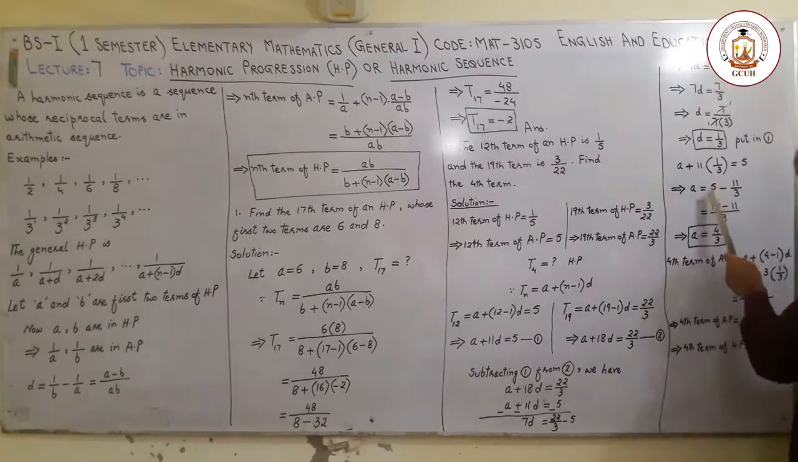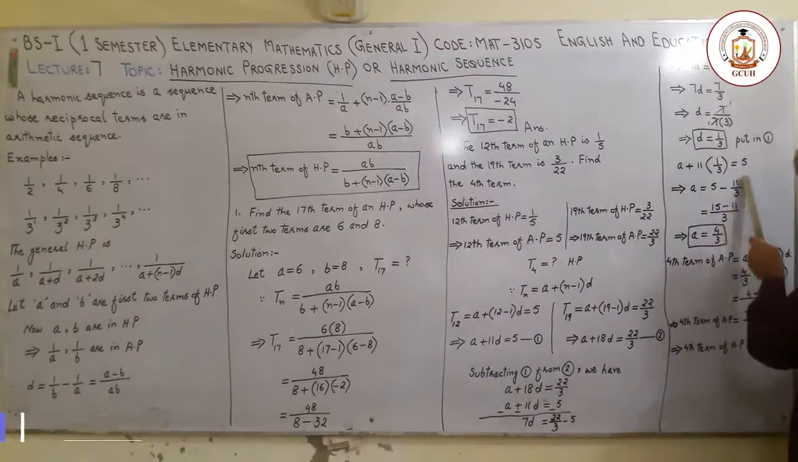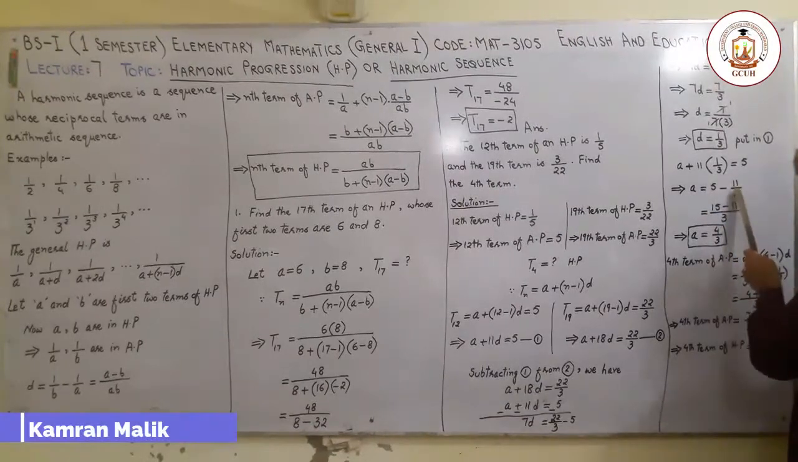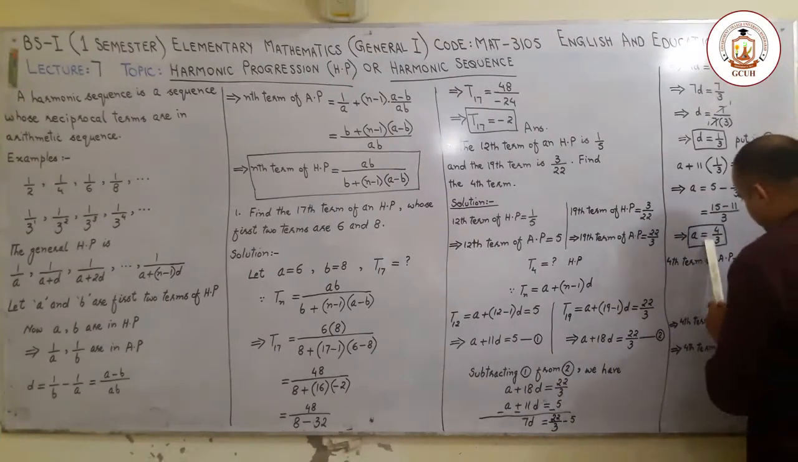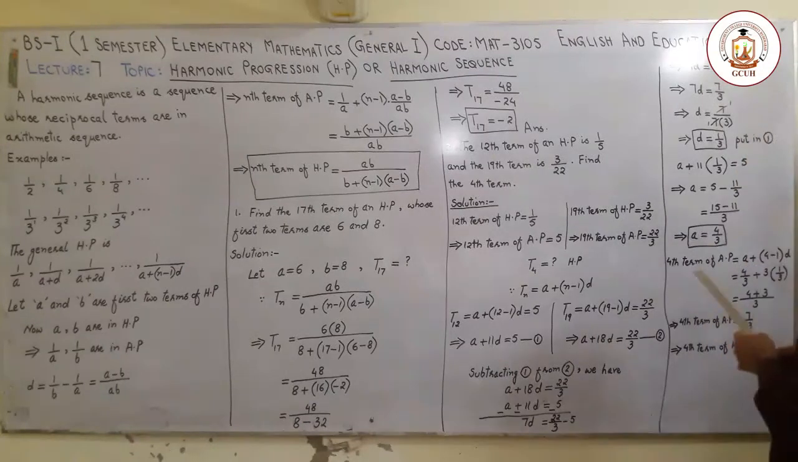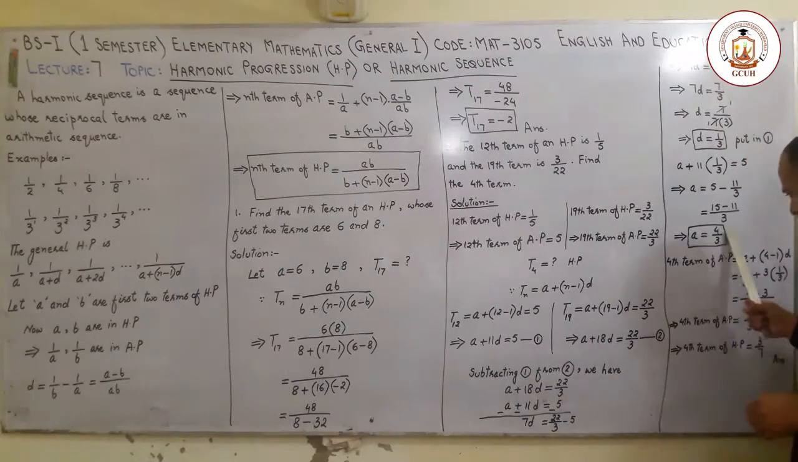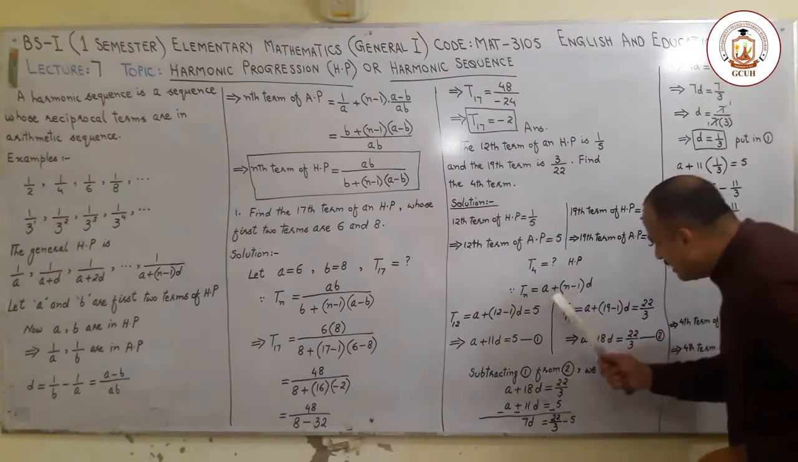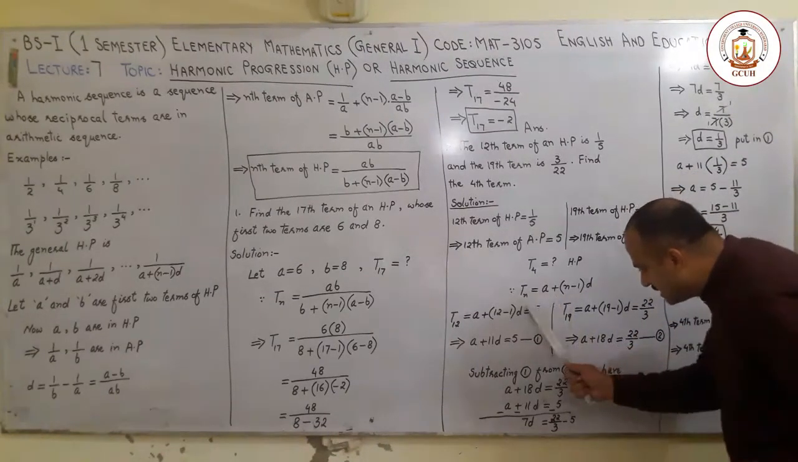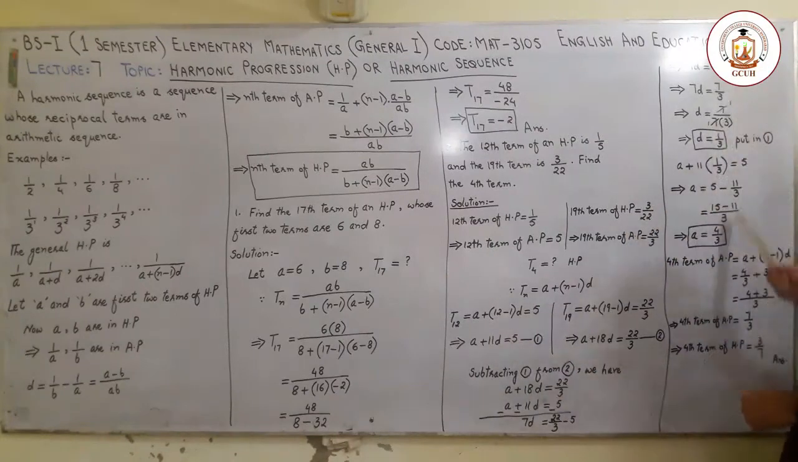So 3 5s are 15. So the numerator is 15 minus 11. There is no change in the denominator because the LCM is 3. So 15 minus 11 is 4. So the value of A, which is the first term which we have obtained here, is 4 upon 3. But these two values are for arithmetic progression. The setup is going for arithmetic progression.